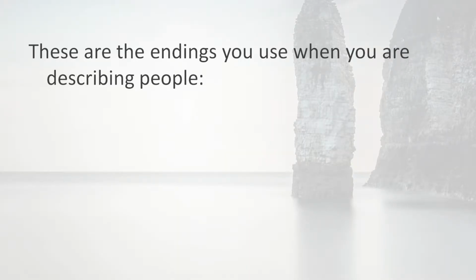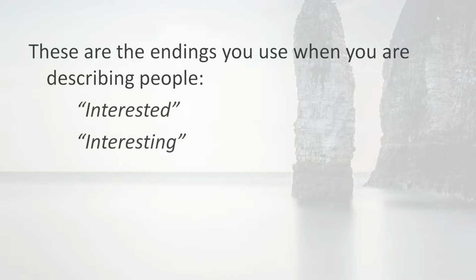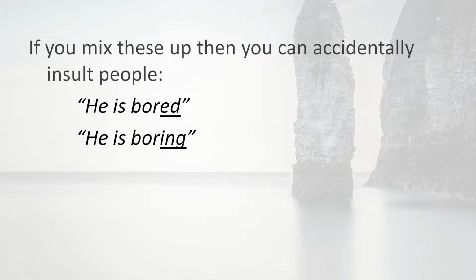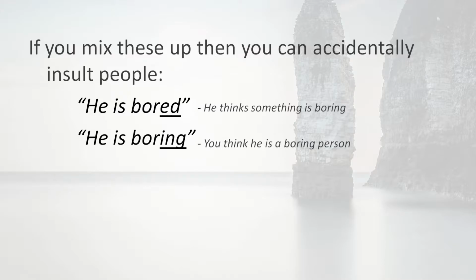Ing and ed. These are the endings you use when you are describing people. Interested, interesting. Describing how someone feels about something. Describing their personality. If you mix these up, you can accidentally insult people. He is bored. He is boring. He thinks something is boring. You think he is a boring person.